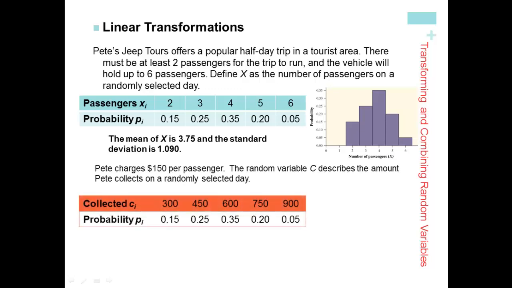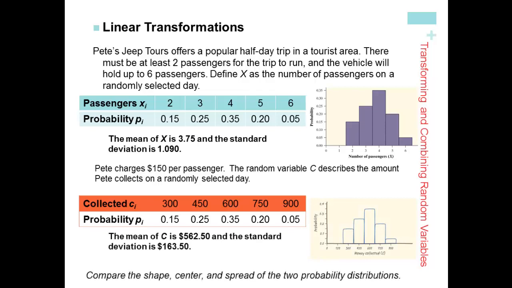Here's a transformation. Let's say Pete charges $150 per passenger. The random variable now C, I'm renaming it, describes the amount Pete collects on a randomly selected day. So take each of my individual outcomes and multiply them by 150. I'd end up with my outcomes being 300, 450, 600, 750, and 900. Here's a picture of that distribution. If I were to calculate the mean of this probability distribution, it would end up being 562.5, and the standard deviation would be 163.5.